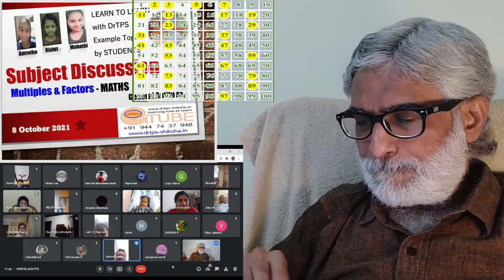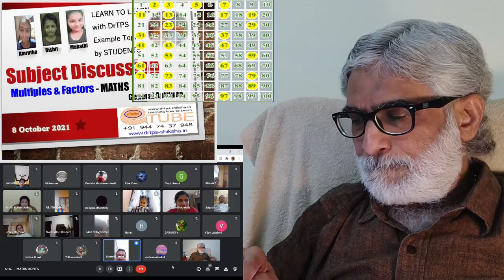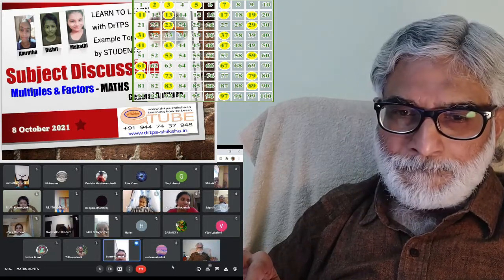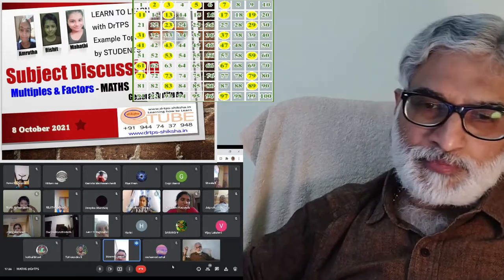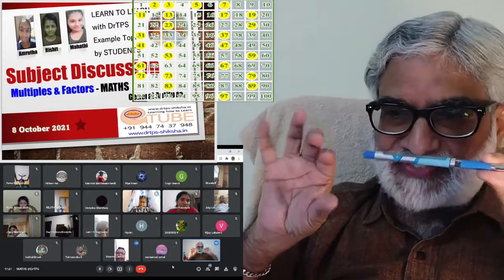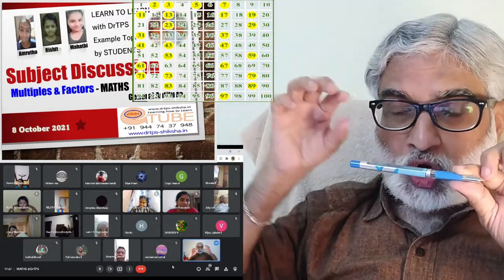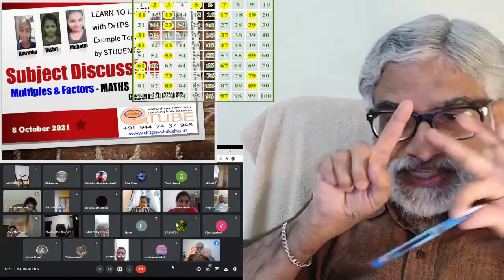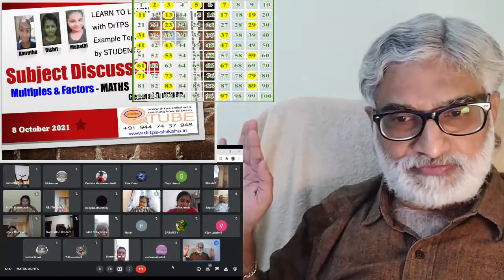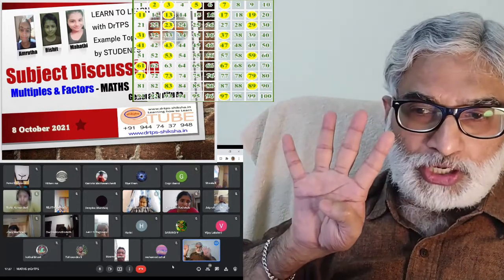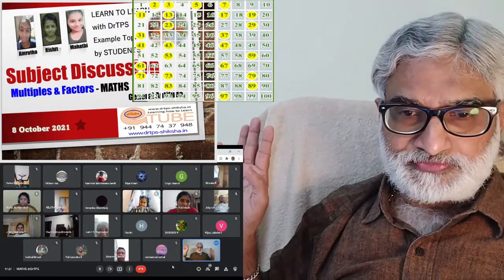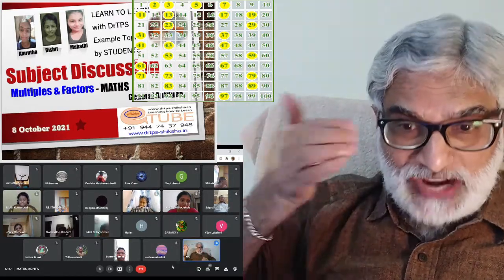Sir, I already know the difference between factors and multiples. Additionally, I want to know the relationship between factors and multiples. Why are they combined within a single chapter? See, that is what we have seen. When you are learning multiples, automatically what you get as the end number becomes the factors. Suppose 4 into 2 becomes 8. Factors are 4 and 2 for 8. So when you are learning multiplication, factor is also part of it.